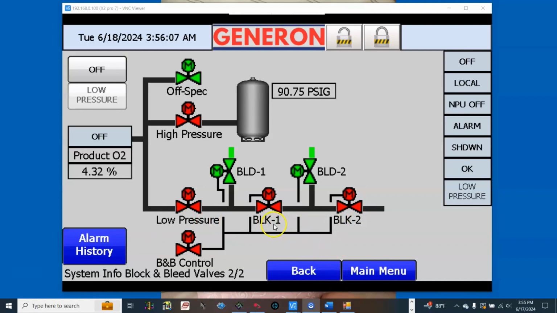There is a valve positioner installed on each block and bleed valve for the PLC to monitor all the valve positions individually. For instance, if this valve is closed while it's supposed to be open, the PLC will trigger an alarm on the HMI to address the exact valve that is out of position.